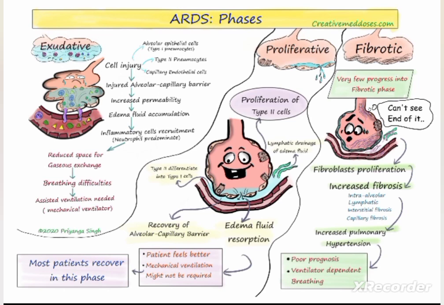In the fibrotic phase, fibroblast proliferation occurs, with increased fibrosis. So intra-alveolar, lymphatic and interstitial fibrosis and capillary fibrosis occur. Due to this fibrosis, there will be increased pulmonary hypertension. When there is increased pulmonary hypertension, there will be refractory hypoxemia, and here there will be poor prognosis, and the person will breathe only by the ventilator itself. He can't take breath himself. He always needs ventilator support. So that is the fibrotic phase.